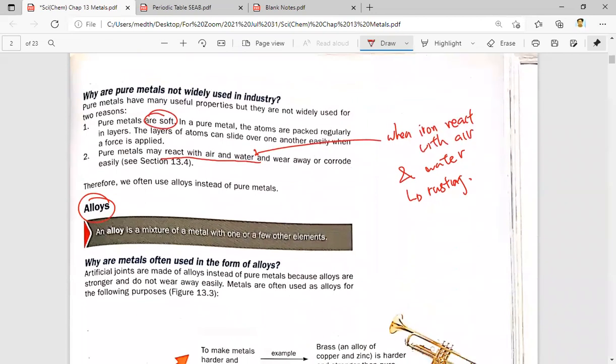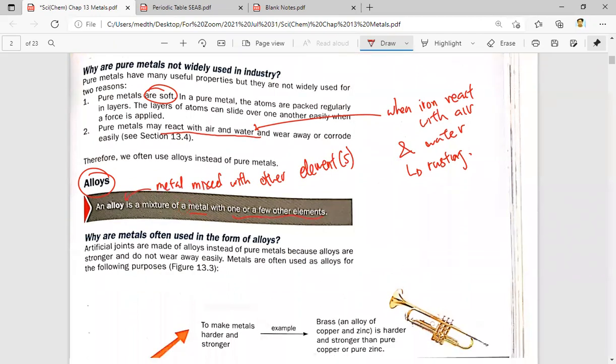So what exactly is an alloy? An alloy is a mixture of a metal with one or a few other elements. Now, the word here seems to emphasize that I can only use one metal. It's not really true. Generally what I would classify as an alloy is a metal mixed with other elements. It can be one element or more than one element. Later on, you'll see some examples.